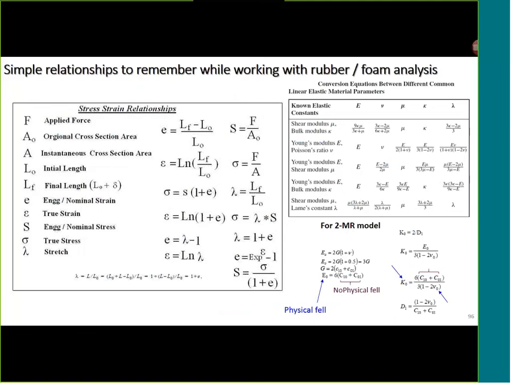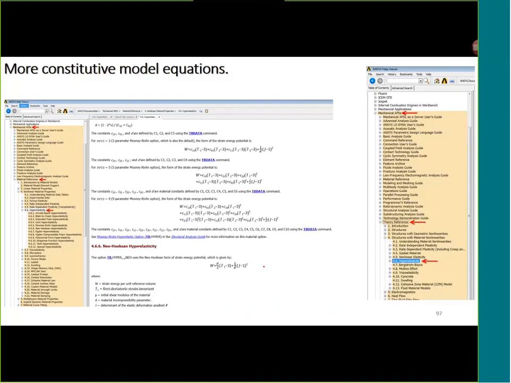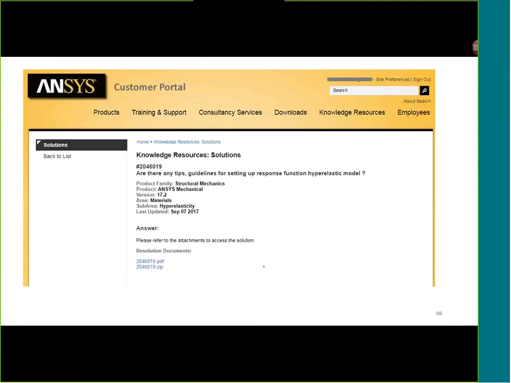Here are some important relationships that you need to remember if you are working with rubber analysis. This will become very handy to get a physical feel for your material parameters in terms of the elastic modulus or the Poisson's ratio. As I mentioned, we have touched upon the various material models to some extent in this presentation, but the complete theory is available in the help manual. You can refer to the help manual to gain a deeper understanding of this subject. There are a lot of solutions available in the customer portal. You can refer to these solutions to gain further tips and tricks.